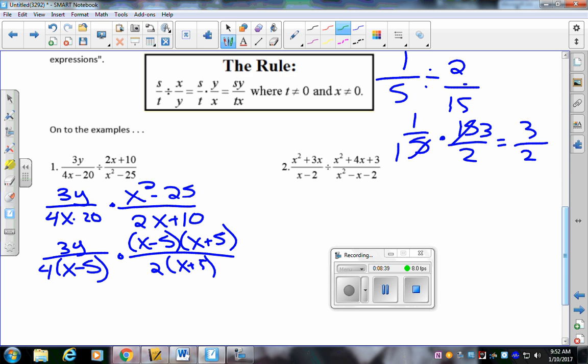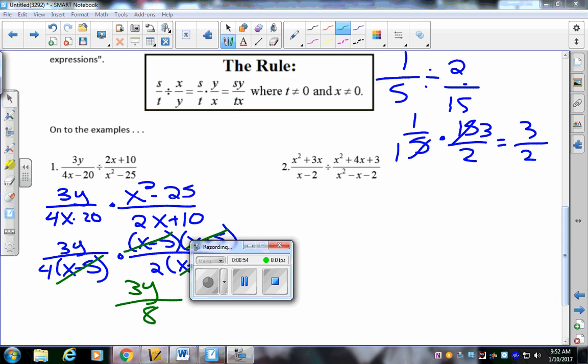All right, now let's cancel. Let's see my x minus 5s and my x plus 5s. And that is it. So I have 3y in my numerator and then 4 times 2 down here. So 3y over 8. Nothing else can be reduced. All right, and my next one, let's go ahead and factor and flip.